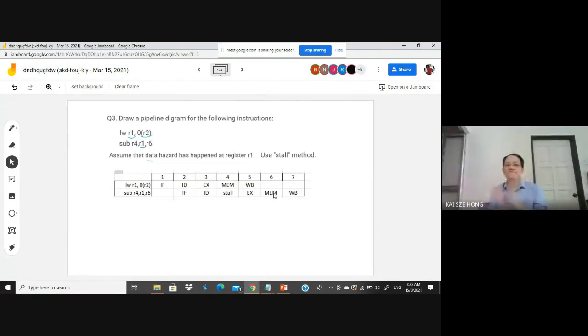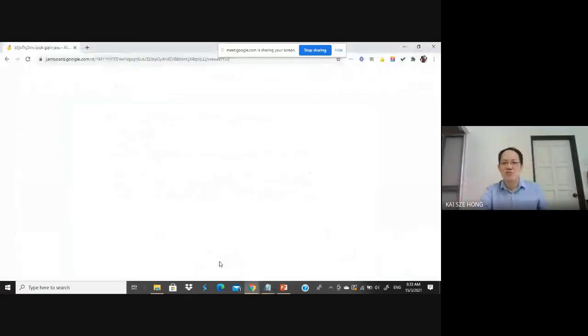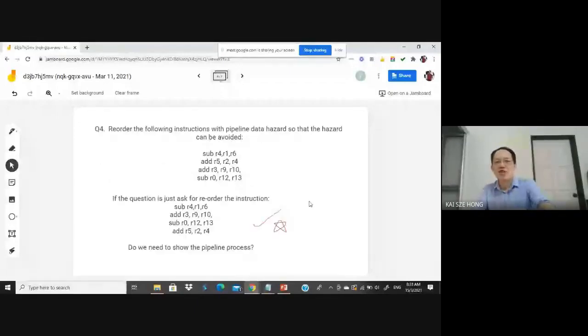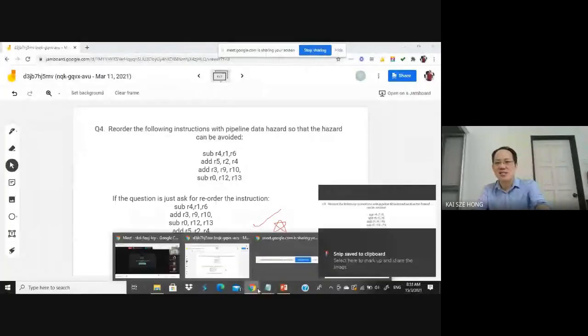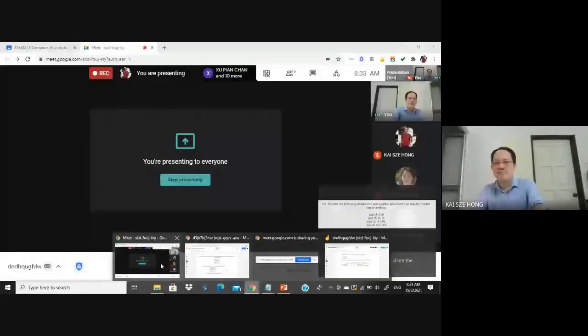So now you know how to draw a pipeline diagram. Next, without further ado, any question you can just ask me in the text, or you can turn on your mic anytime. Now we are talking about the data, but some data haven't been ready yet.